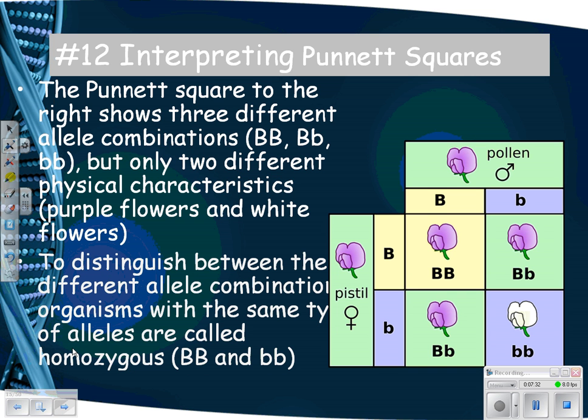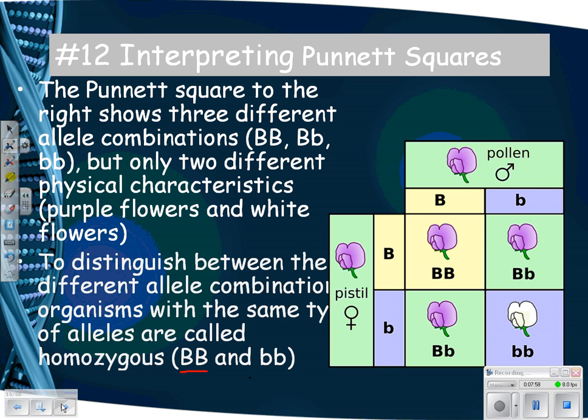To distinguish between the different allele combinations, organisms with the same type of alleles are called homozygous dominant. So if we have two big alleles, then that's homozygous. If we have two little alleles, then it's homozygous recessive.